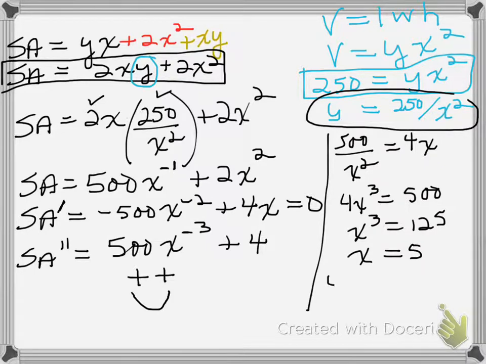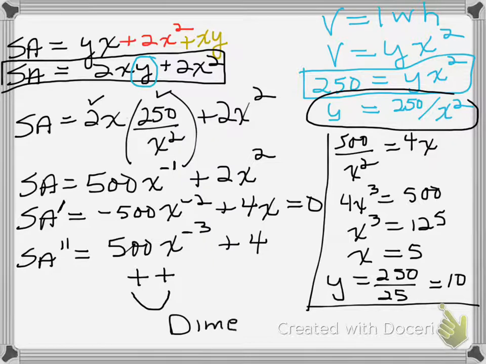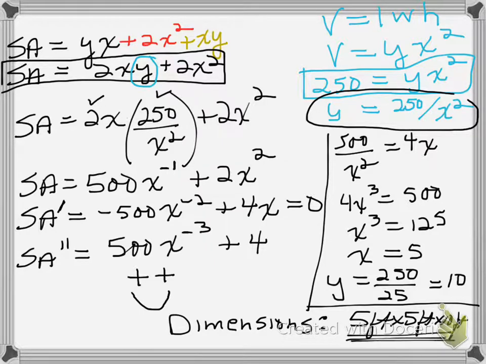So let's calculate our y. Y is going to be 250 over x squared. That would be over 25 since x is 5. So y is 10. So my dimensions, and this will be my answer, the dimensions will be, to minimize the surface area, 5, and do I have units? I do. 5 feet by 5 feet by 10 feet. Okay, that's my canvas that I'm going to be using. 5 by 5 by 10.